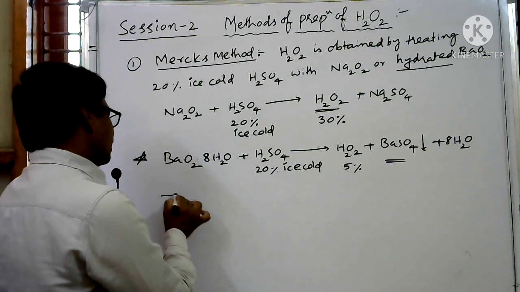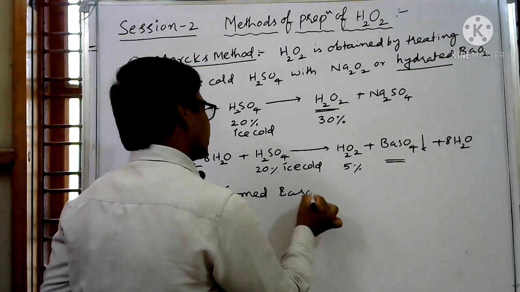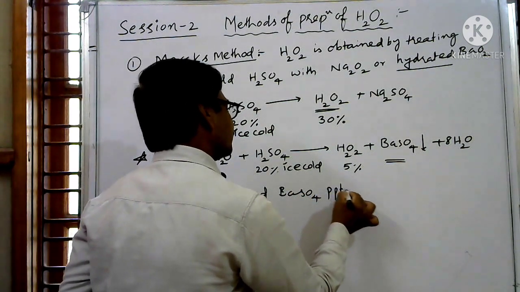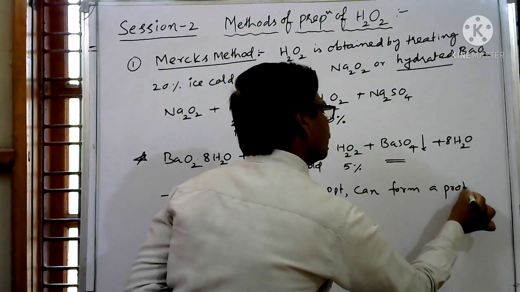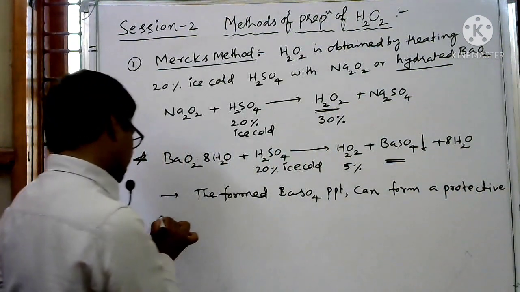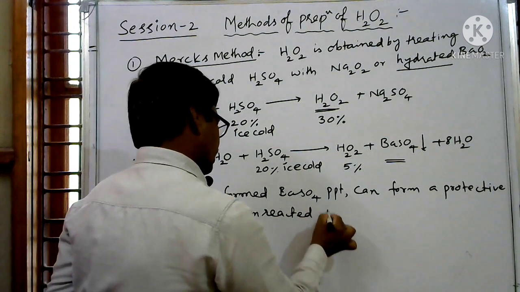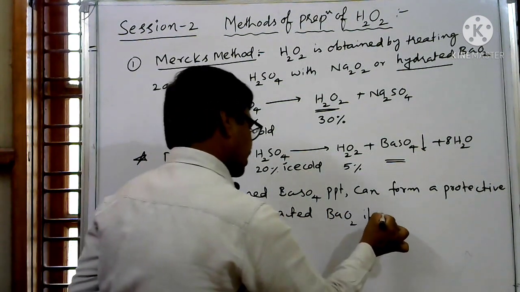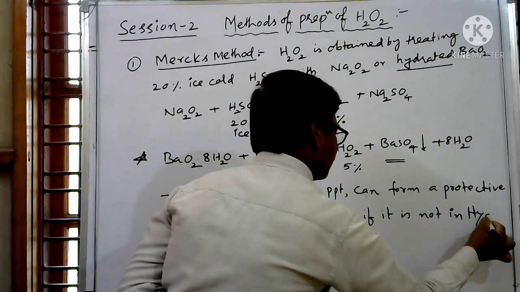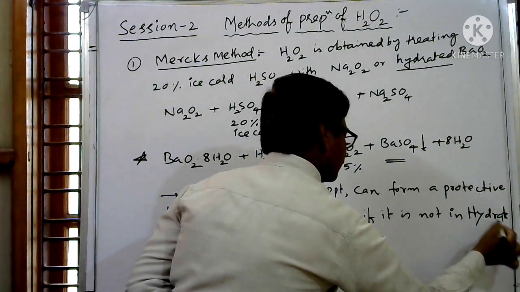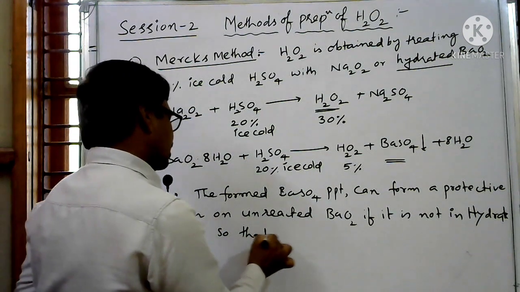So the reason I am writing here: the formed barium sulfate precipitate can form a protective layer on the unreacted barium peroxide, if it is not in hydrated form, so that further reaction can be prevented.